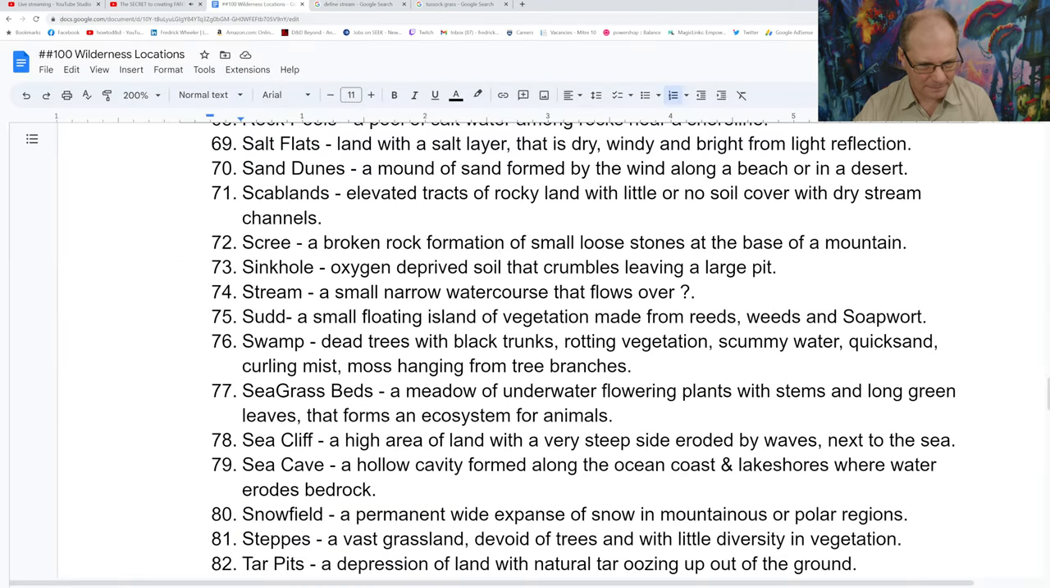So that is a small narrow water course that flows over or under ground, over land or underground. One of the things we have discussed before is that you can have rivers and streams that are underground and over land. So when we make this, let's make sure I include that as well.